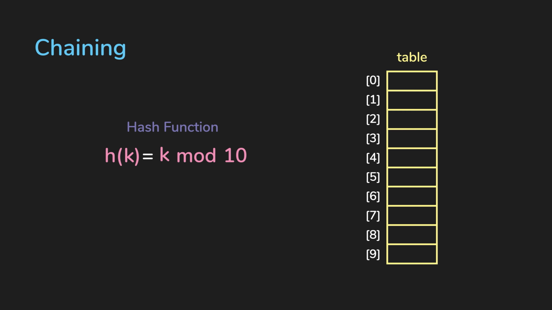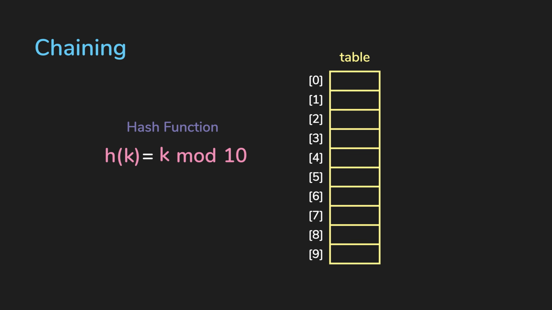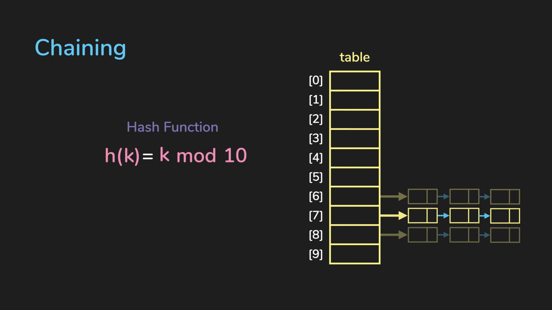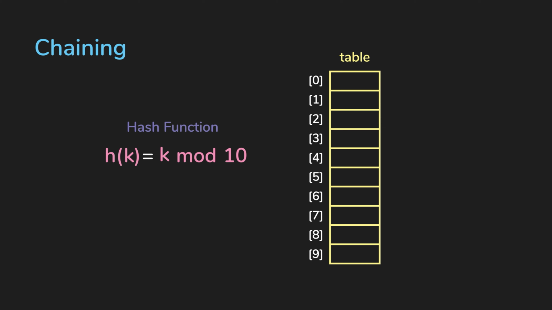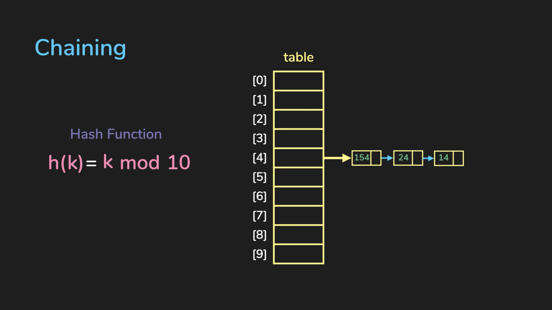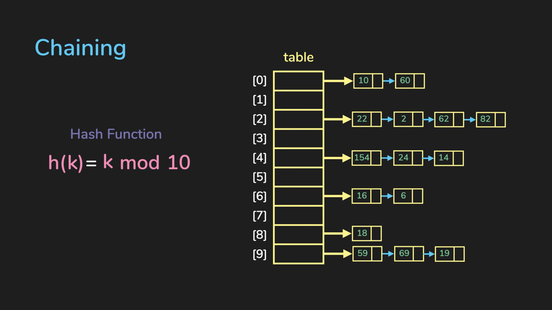So what do we do when we have a collision? So far, we have an array of size 10 and a hash function which is just mod 10. So what if each slot in the array stores a linked list of multiple keys that have the same output through the hash function? So 14, 24, and 154 would be in the same linked list, which is at index 4 of the table array. We usually call this a bucket. So each slot in the array stores a bucket containing 0 or more keys.